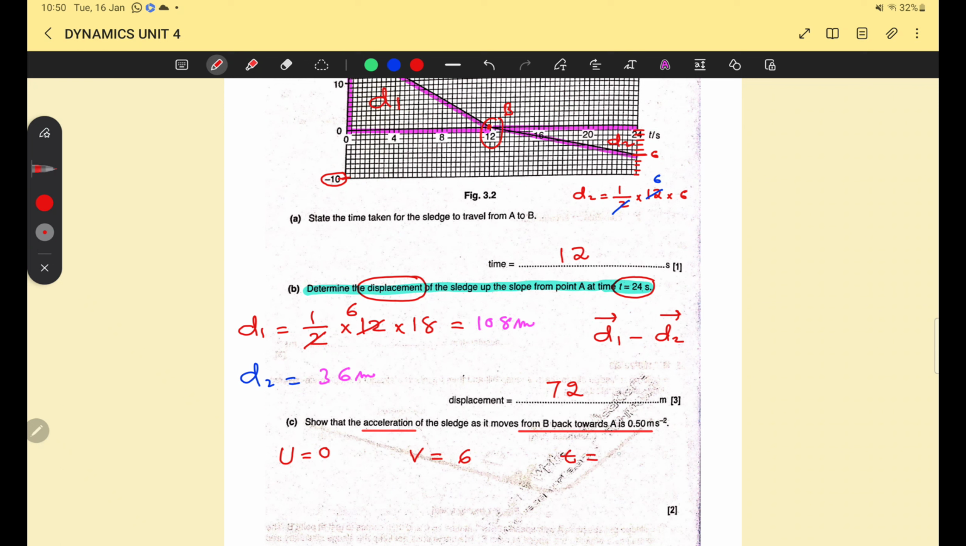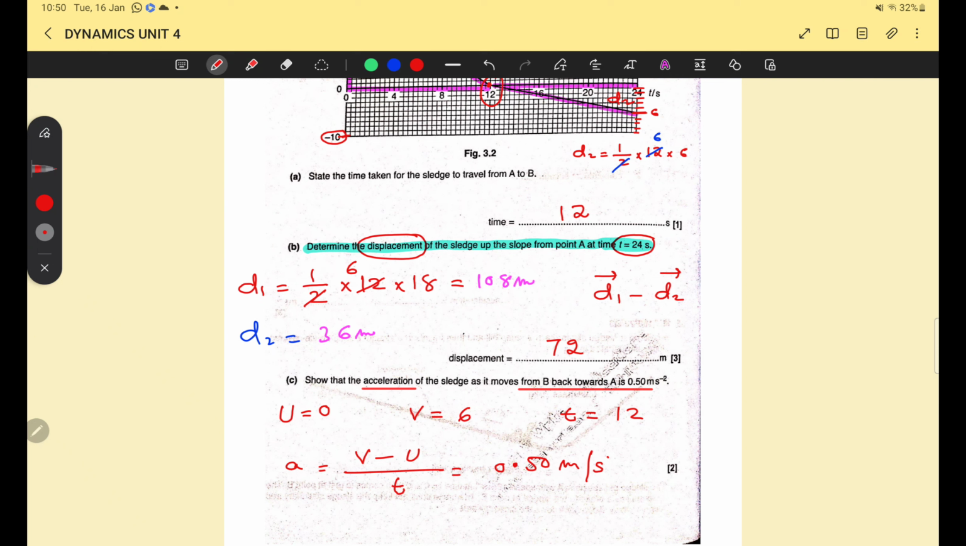So you can calculate acceleration by final velocity minus initial velocity divided by time. All values are given. So you can calculate acceleration: 0.50 meter per second square. Okay, beta. You can calculate acceleration by formula, initial velocity 0 at B.